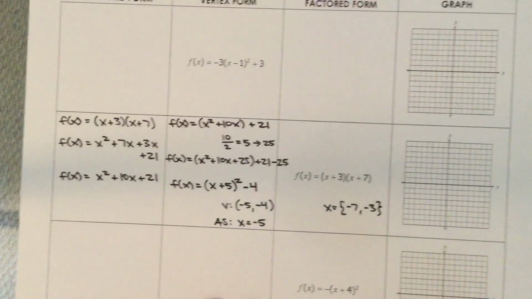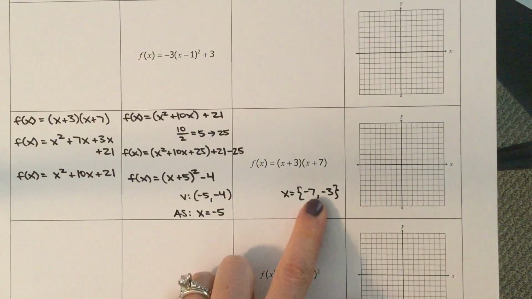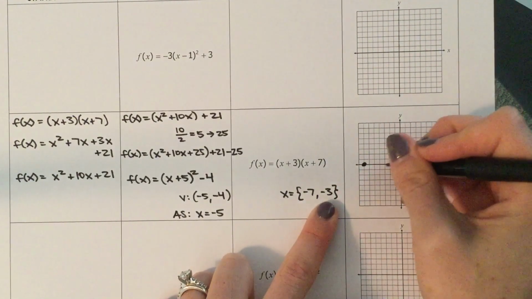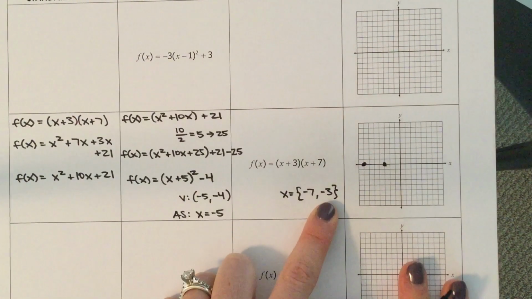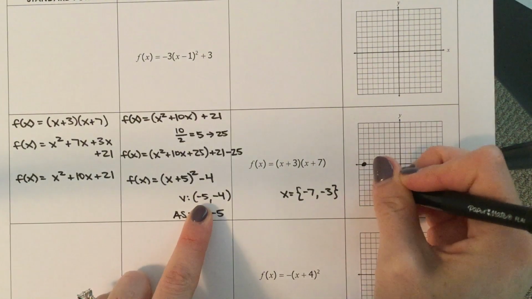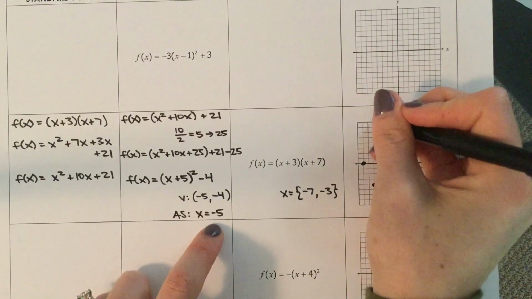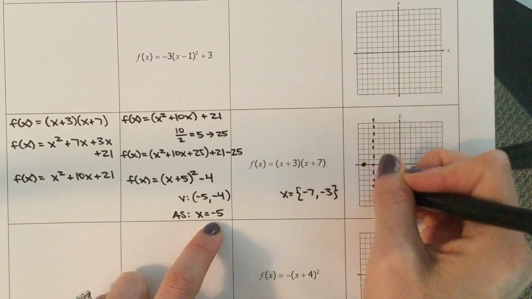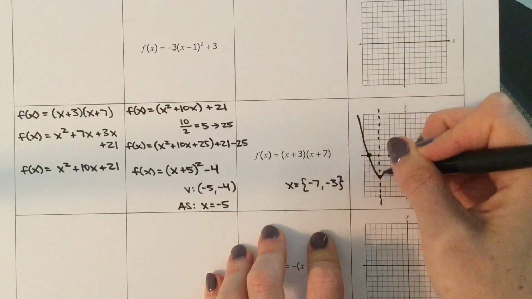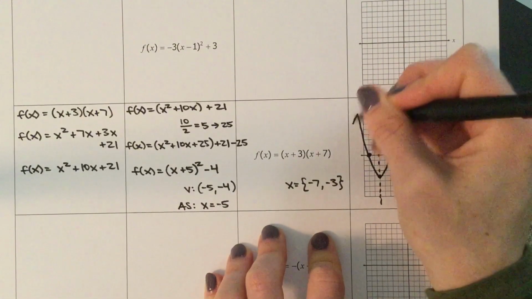So let's finish up with our graph. So x-intercepts are at -7, which would be right here, and -3, which is right there. Our vertex is at -5, -4, and our axis of symmetry is just a dotted line right through that vertex. So parabola, just connect the dots and put arrows on both sides.